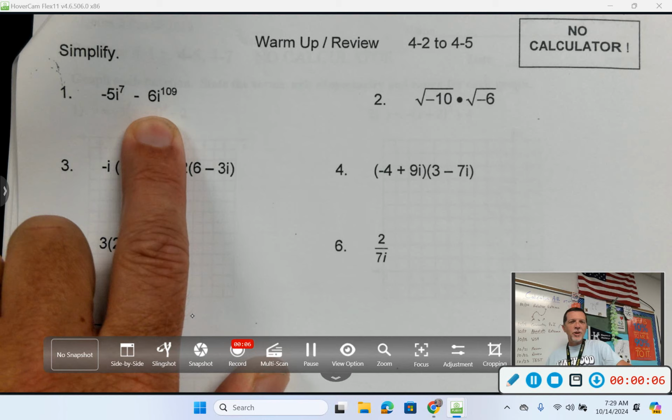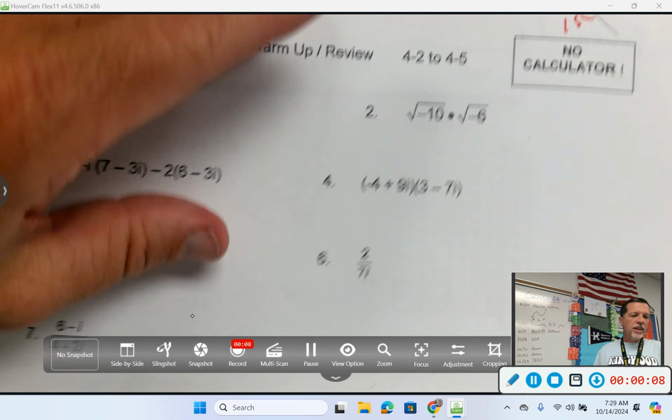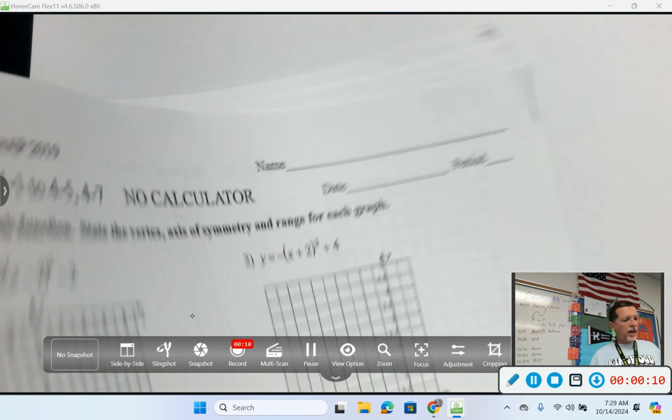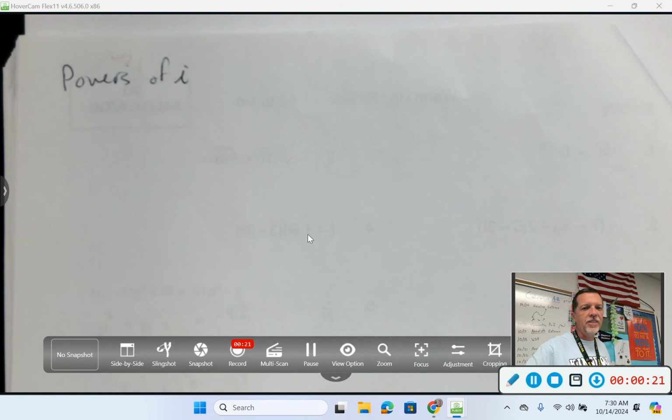So, again, the first questions on this warm-up review are i to the 7th, i to the 109, and we haven't done anything like that. So let's turn the page, and let's take 5 minutes of notes on the powers of i. We'll see. I mean, we can literally look at the clock down here and see how long this takes.